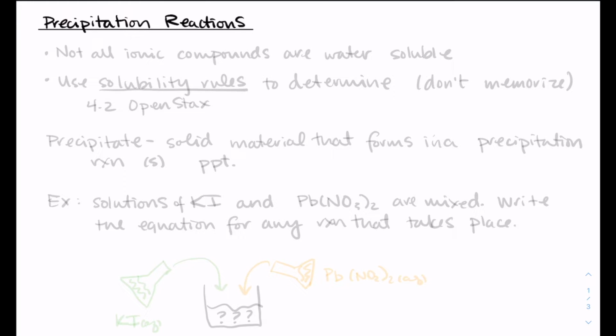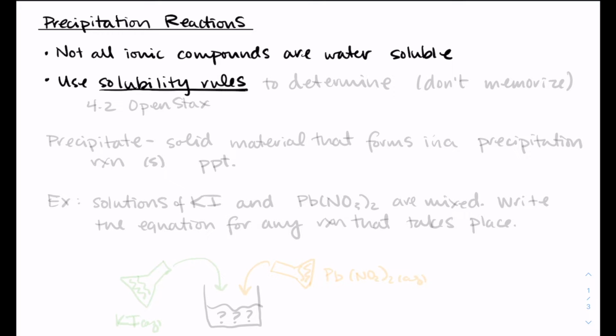And now we're ready to talk about precipitation reactions. Not all ionic compounds are water soluble. We have a set of solubility rules that let us determine whether or not something is soluble in water. Please do not memorize the solubility rules unless you already have them memorized or you really, really want to. They will be given to you, so you can see them on the equation sheet. They should be in section 4.2. If you look in the OpenStax textbook, they're also in the Gilbert textbook.